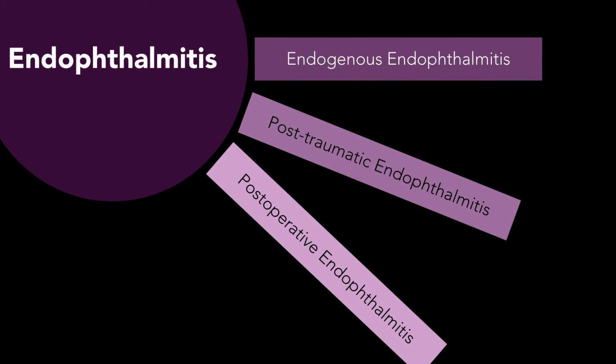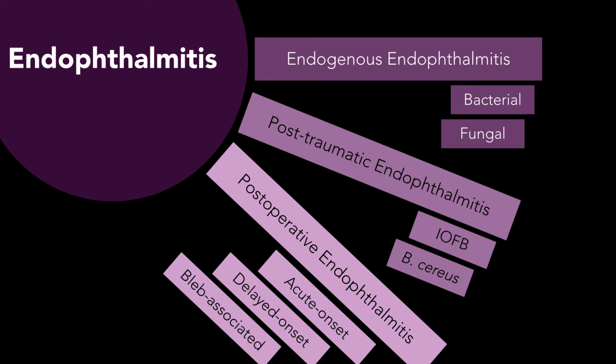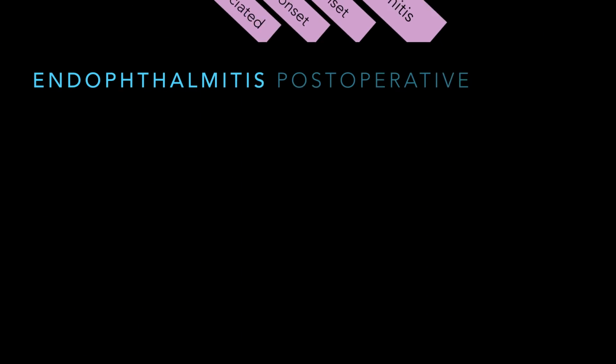So let's talk about endophthalmitis and begin to break it down into ways that we can manage it intellectually. You could break it down into just two broad categories, endogenous and exogenous. I broke it down into three: endogenous, post-traumatic, and post-op. Within endogenous, you can continue to break it down further, bacterial, fungal. Post-traumatic is not really a breakdown classification. These are the things I think about, Bacillus cereus, IOFBs. And then your post-op, you've got the acutes, you've got the delayed/chronics, and then you have bleb-associated.